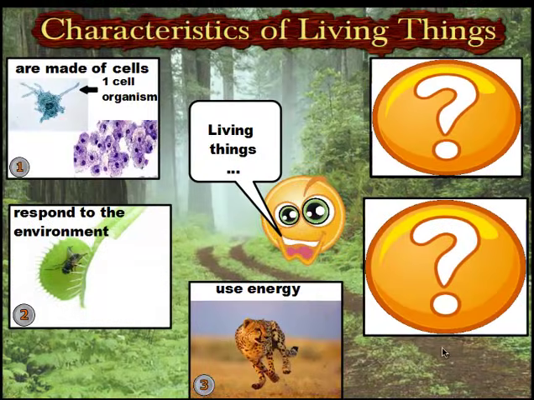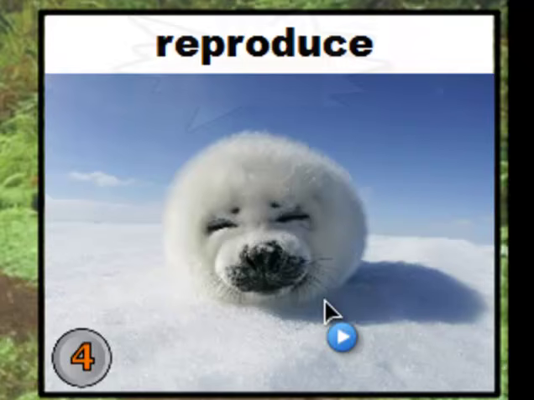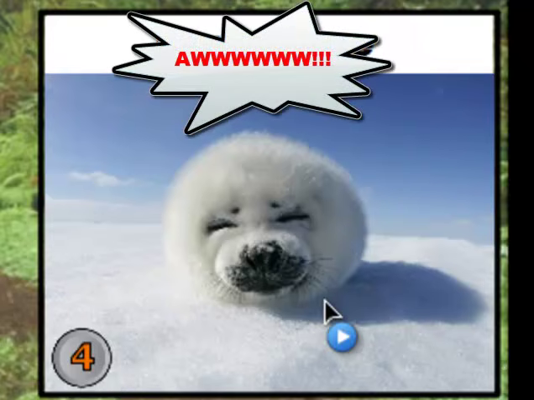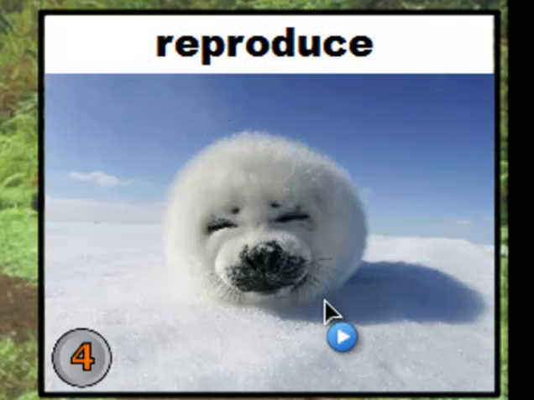Our fourth characteristic of living things includes reproduction. Organisms reproduce when they create more of their own offspring. And there's two types of reproduction that organisms can carry out. Some organisms carry out asexual reproduction, and some organisms carry out sexual reproduction. So let's take a look at what asexual reproduction looks like.